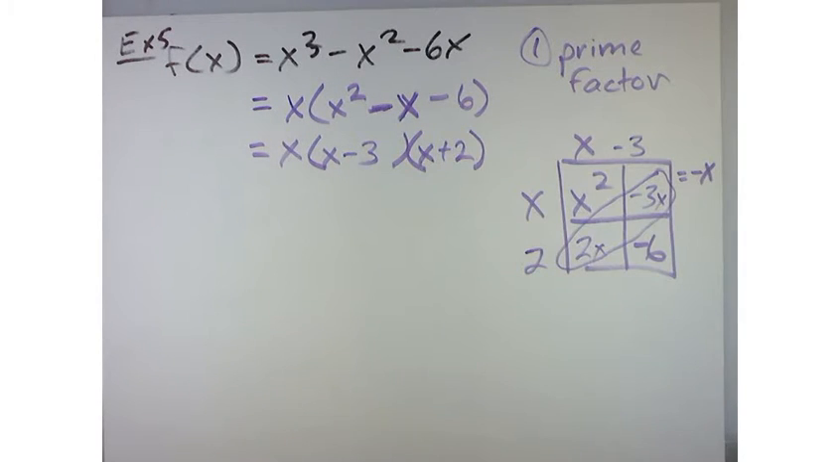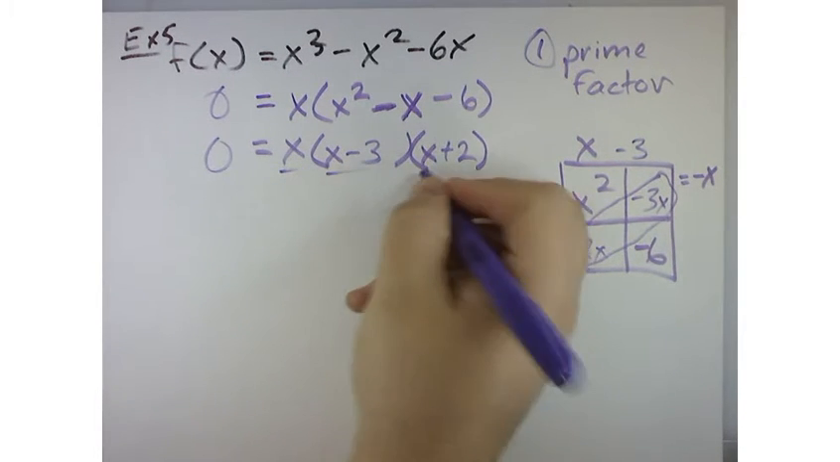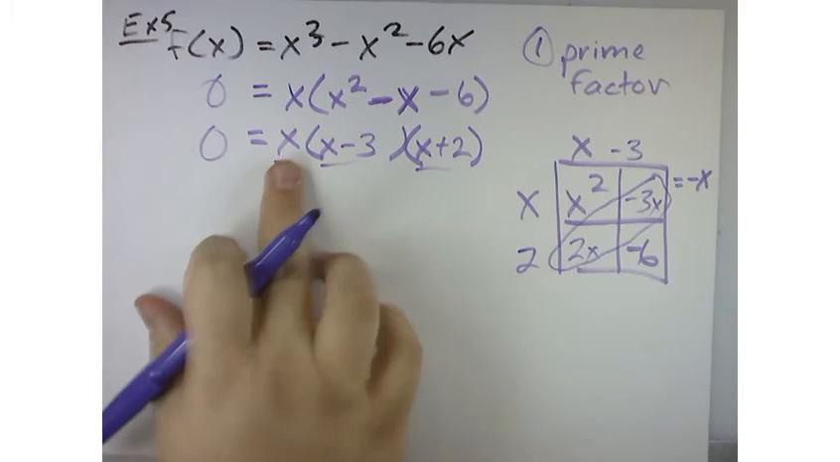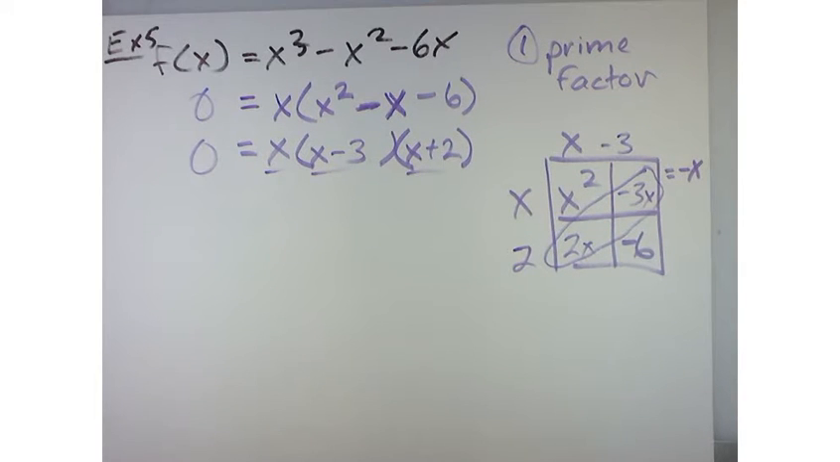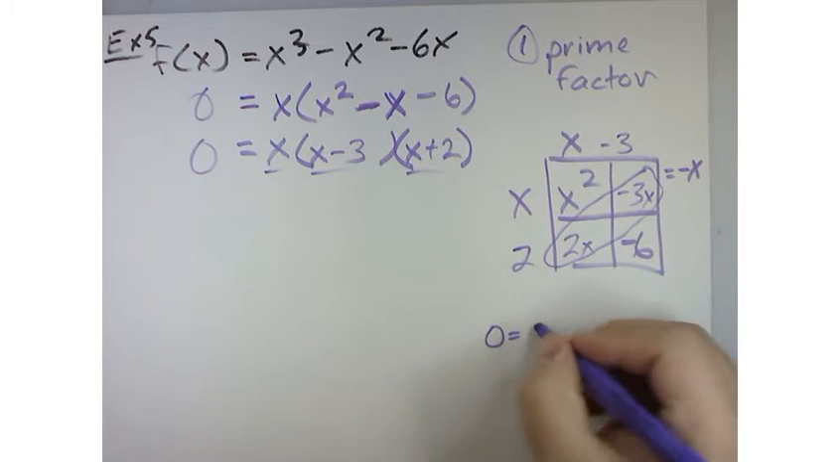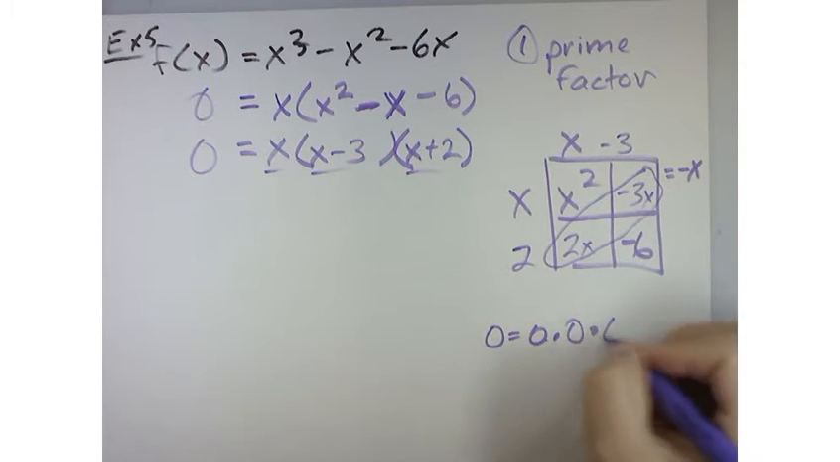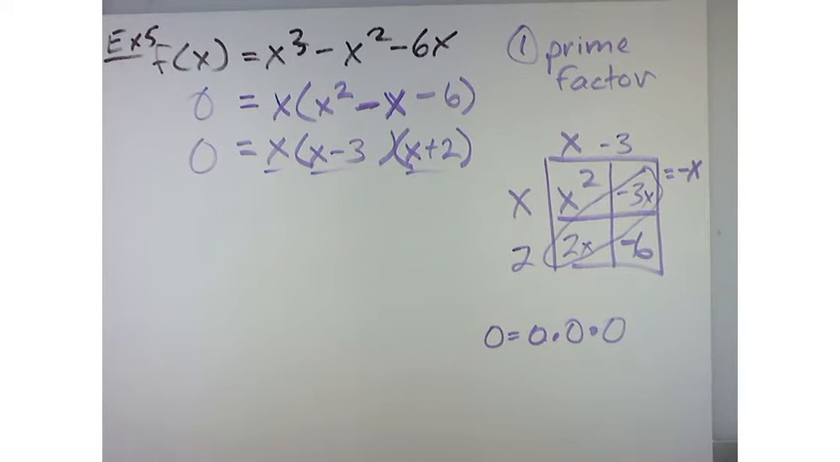Well, now to solve this, I just have to set this equal to 0. Now, I have this times this times this. How can I guarantee that the product of these 3 factors is going to equal 0? Well, you should be thinking 0 times 0 times 0 equals 0. It's the only way I can guarantee that, right? Yes? Does 0 times 0 times 0 equal 0? Alright.